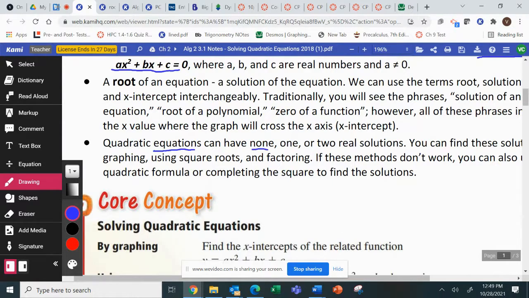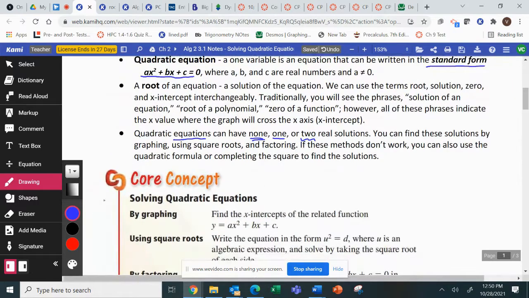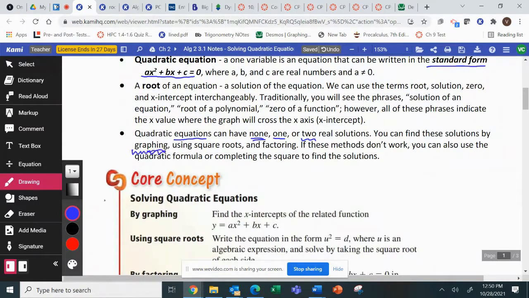They can have none, 1, or 2 real solutions. Same thing with x-intercepts. We could have no x-intercepts. We could have 1 x-intercept. We could have 2 x-intercepts because all of this stuff is related. We're just calling it different things. You can find these solutions by graphing. That's what we're doing today. By using square roots. We've actually learned this, but we're reviewing it today. And then tomorrow we'll do it by factoring. We just don't have time to do it all in one day.